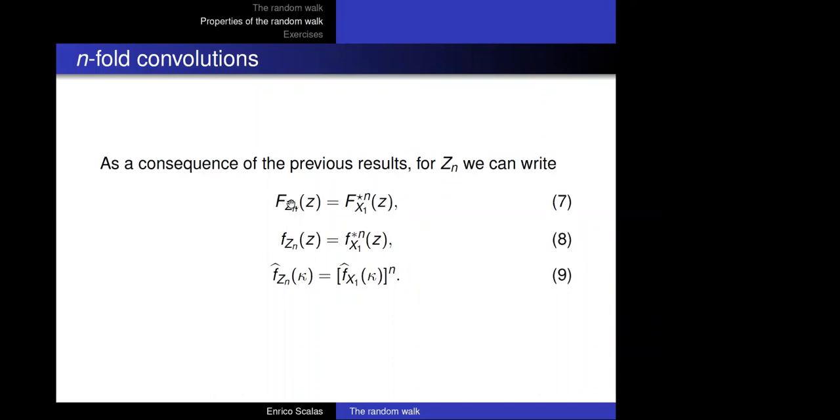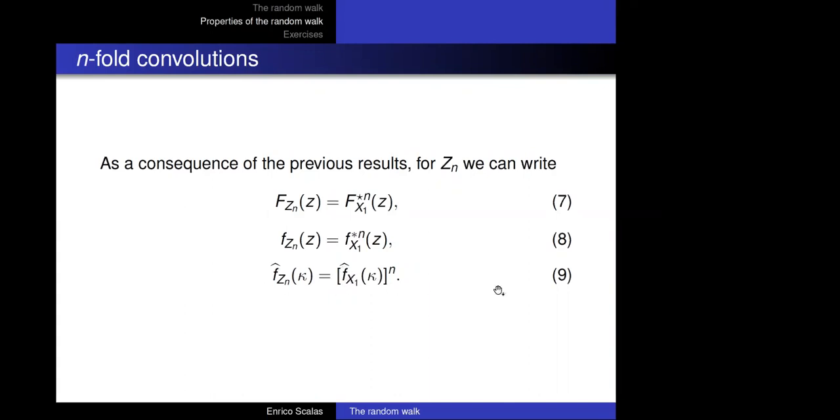the cumulative distribution function of Zn is the n-fold convolution of the distribution function of x1. The density of Zn is the n-fold convolution of the probability density function of x1. And the characteristic function of Zn is the nth power of the characteristic function of x1.